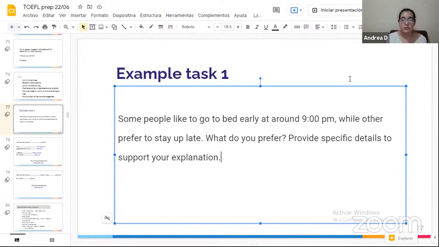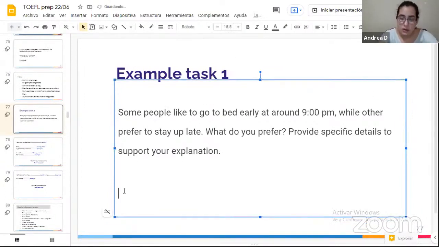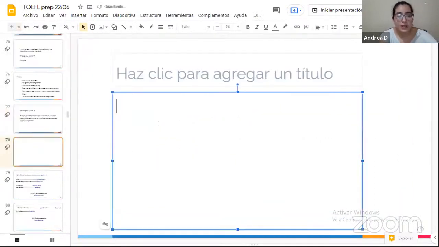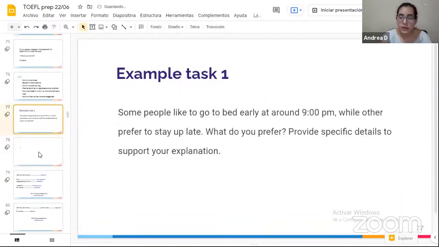Okay, so we got two options here. Going to bed early and staying up late. And you need to say what you prefer, right? And of course, you need to explain why. So in order to answer the question, the first thing you need to do is decide what your position is going to be, right? First thing you need to make up your mind and decide what you're going to be defending.